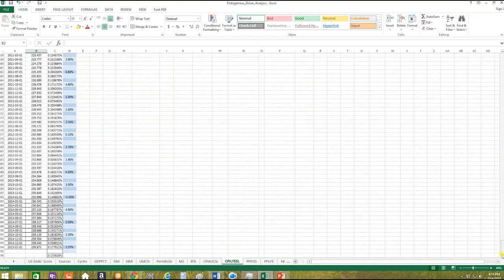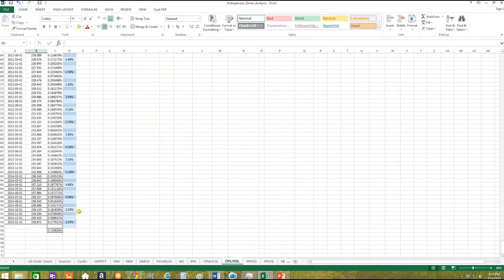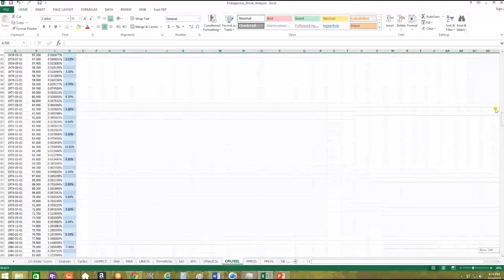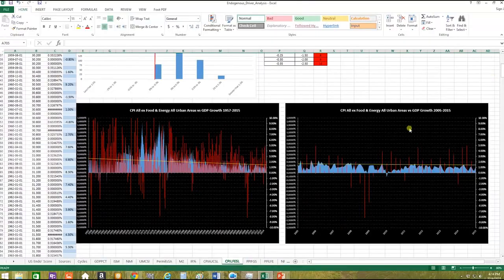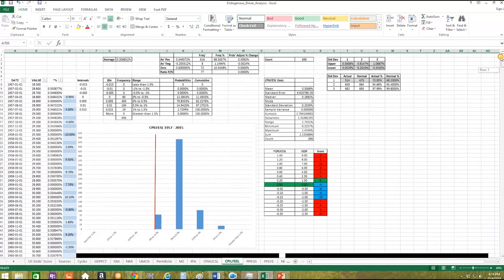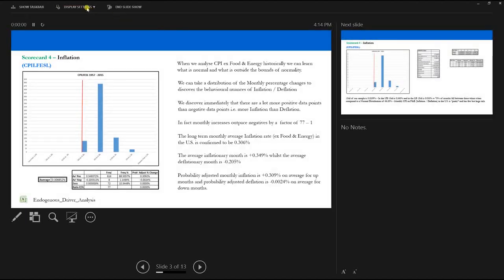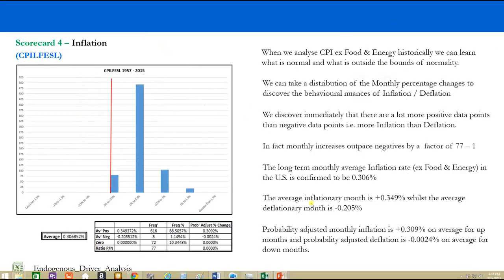Again, you can just add in the latest data on the bottom. So add in the latest row and you'll get an update here if you include the updated row cells in your spreadsheets and also in all of your formulas to work everything out here. So let's go back to the presentation and start looking at these results for the CPI X food and energy.